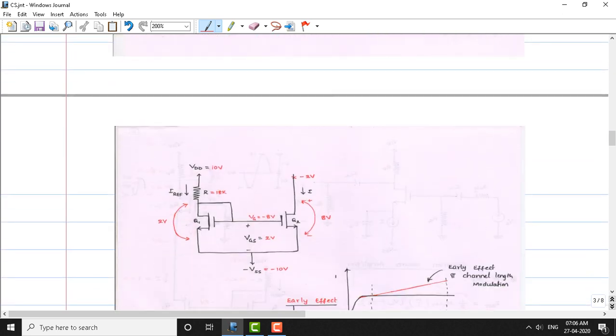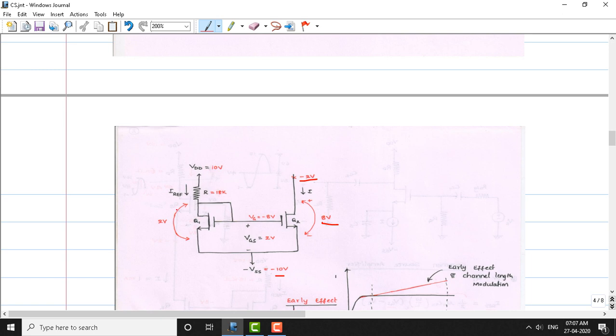Okay, now we came to know that VS is equal to minus 2 volts. Now let us try to estimate VDS. See, here we have minus 2, and we have minus 10 here. So minus 2 minus of minus 10 gives me 8 volts. From these two voltages, we can estimate the drain source voltage, which is going to be 8 volts here.